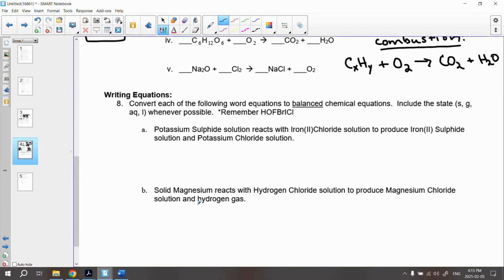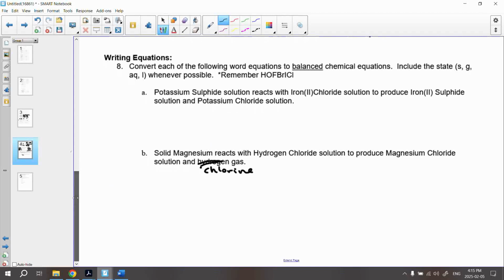Okay, the last thing that we're going to do is look at writing reactions. So I'll do one from each section with you. This is supposed to be, what did I screw up here? Solid magnesium plus hydrogen chloride. Oh, this is supposed to be chlorine gas. Okay, so let's do this reaction here. Or maybe let's do the second one. Never mind. Okay, so solid magnesium.